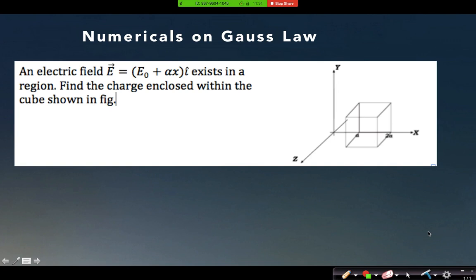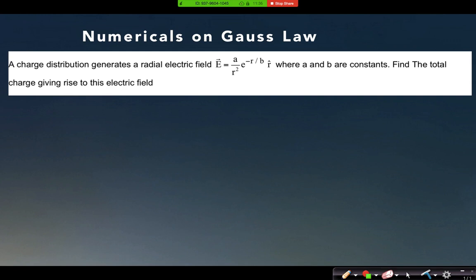I think we have done this in class. Have you done this question? A charge distribution generates a radial electric field E equal to A by r square e power minus r by b r cap, where A, B are constants. Find the total charge. It is given that electric field is equal to something.